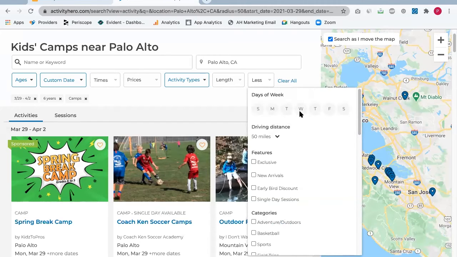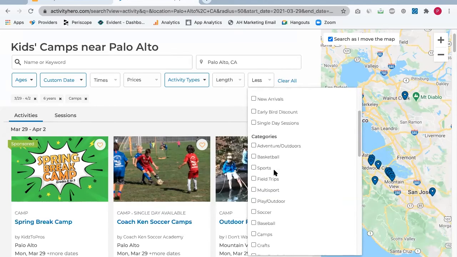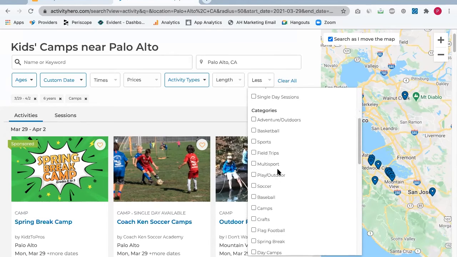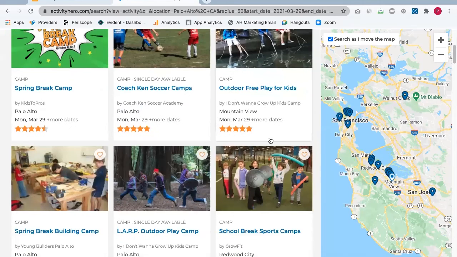How far are you willing to drive from Palo Alto? Some other things would be, is it a new arrival on our site? Do they have early bird discounts? And then lastly, what categories they have. So you can search for something either by just typing in your words in the keyword box, or you could search by one of our pre-filtered category tags. Okay, so you can see basically what's available, and there's just a wide variety of things.